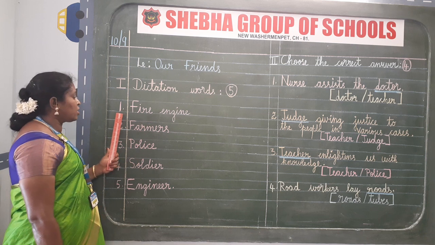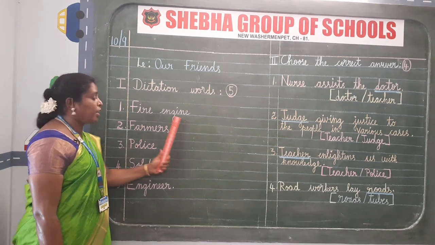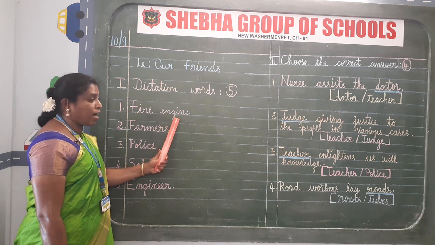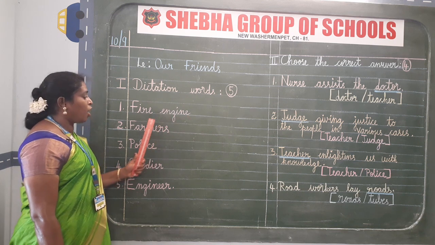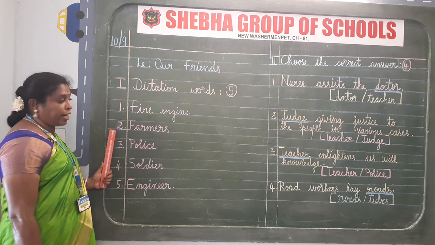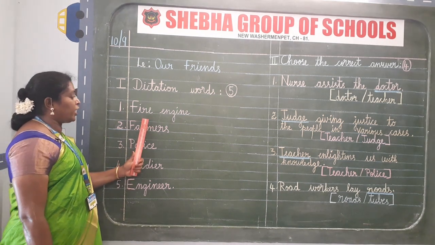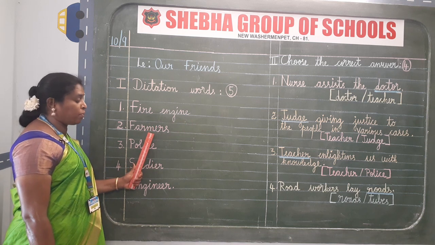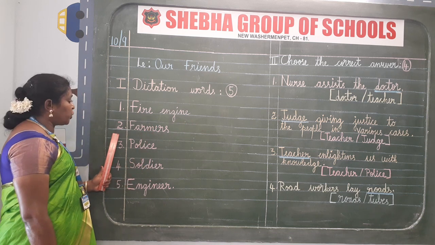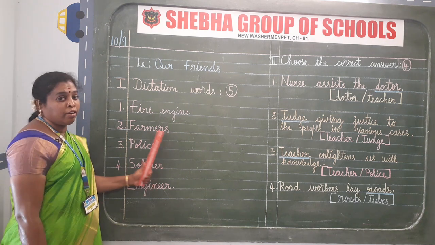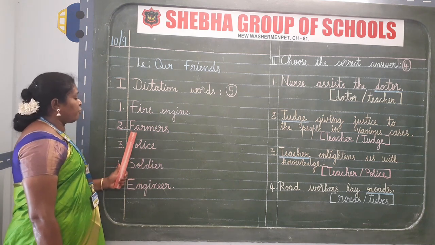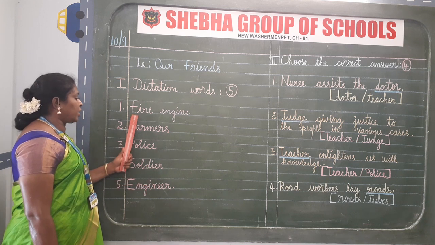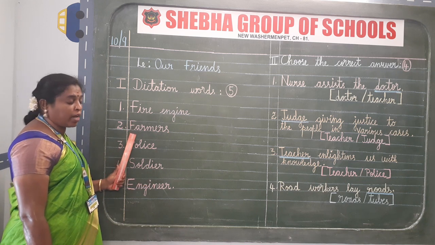Okay, children, what is the word? Fire engine. F-I-R-E, fire engine. E-N-G-I-N-E, engine. Now we are going to write the second word. Again, you have to leave one line and start writing from the next line. Number two, farmers. F-A-R-M-E-R-S. Farmers. Start with a capital letter. Write neatly, students.